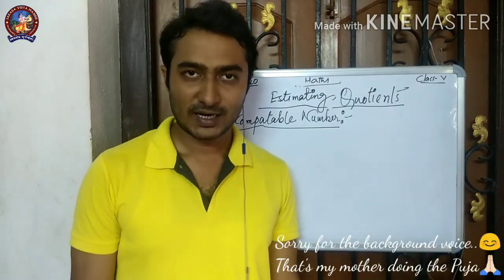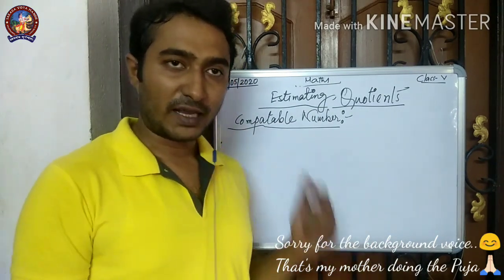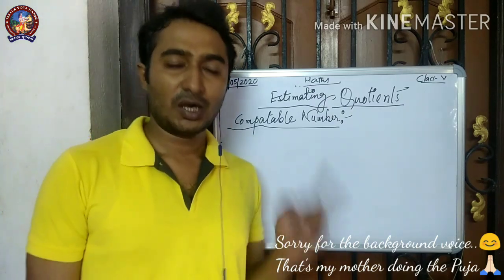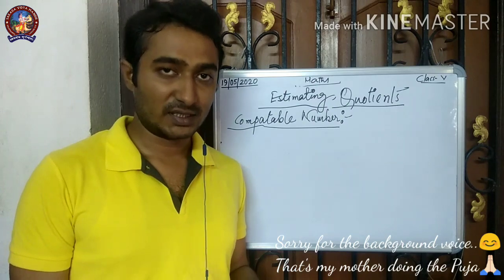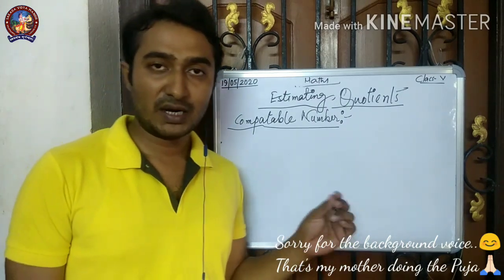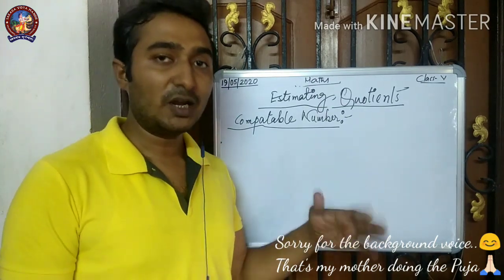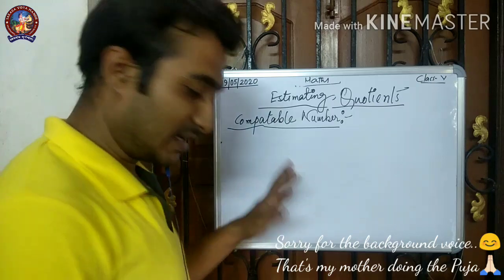Okay, so our last topic is estimating the quotient, meaning division. For estimating the quotient, we have to understand the concept of compatible numbers. Compatible numbers are multiples of the divisor near the rounded number. Okay, compatible numbers are the multiples of the divisors. Let's take an example, then we can easily understand.